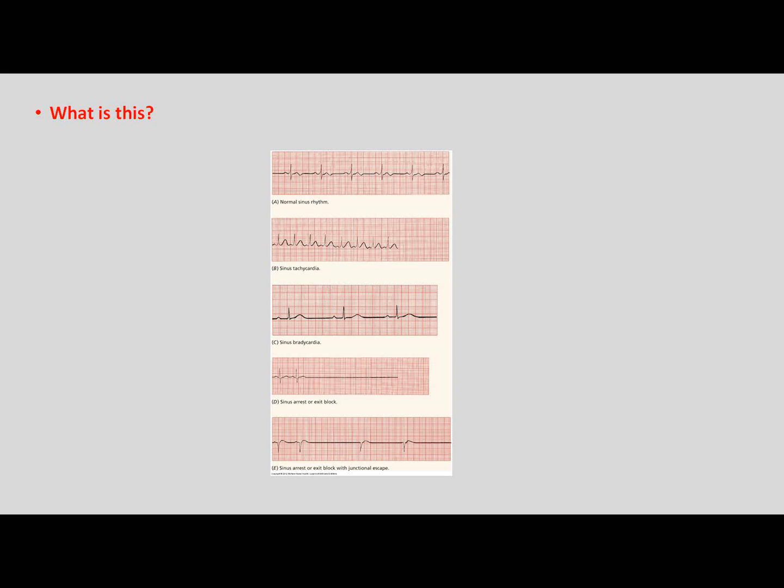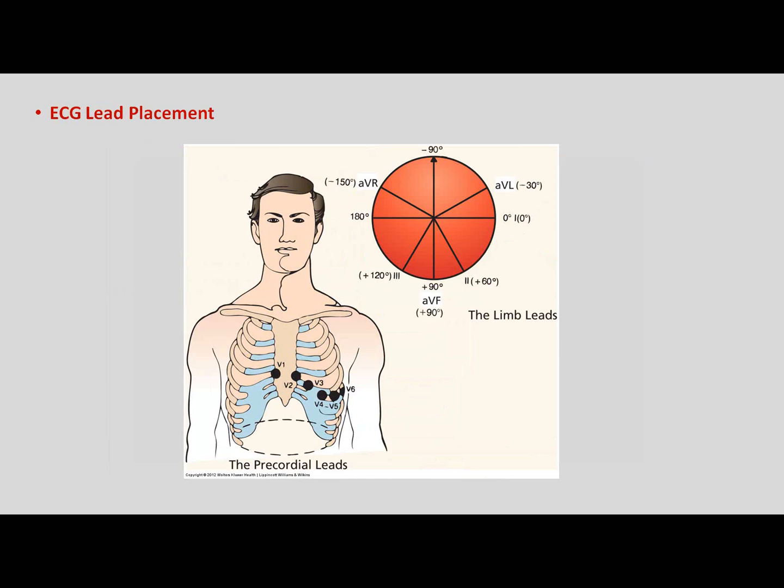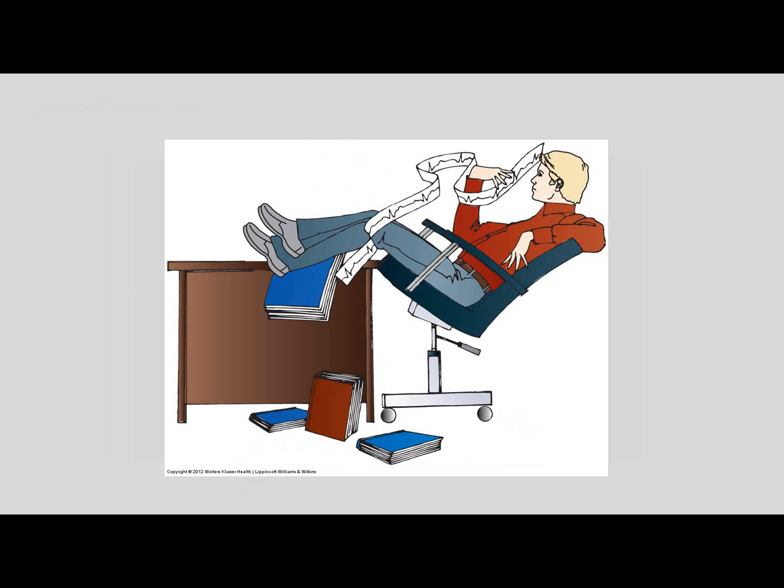But to review, normal sinus rhythm, rate is between 60 to 100. There's a P wave. Are there normal P waves? Is the QRS narrow or wide? And is the rate regular or irregular? The P waves are in front of every QRS.